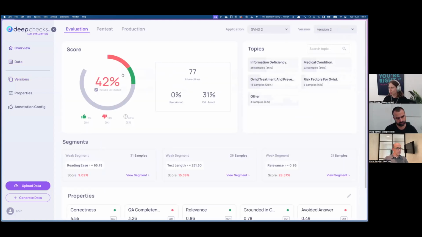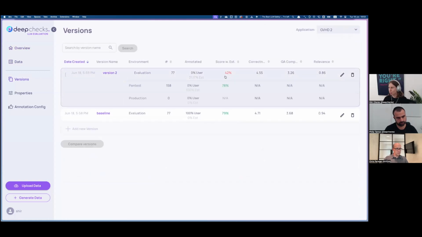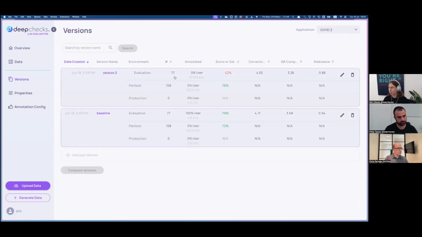So we can, oh wait, that's not what I wanted to show here. You can look both at the evaluation scores and also at the pen test scores. Here you can see that the pen test improved. Actually, the reason that we have a very low score here is that the metrics for automatically getting a good score weren't yet updated. So you can see that only about 30% was automatically annotated.